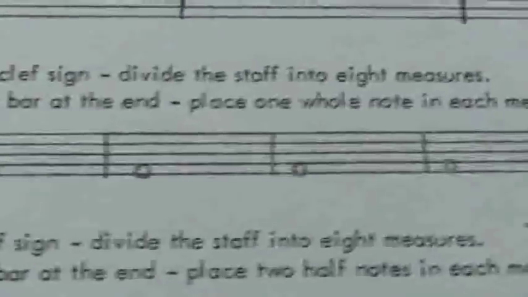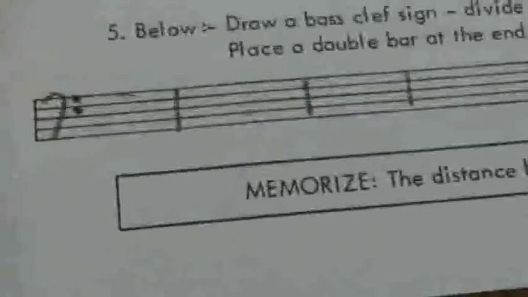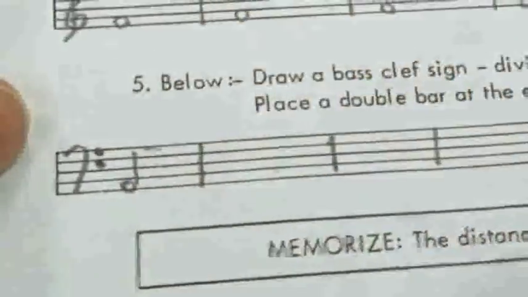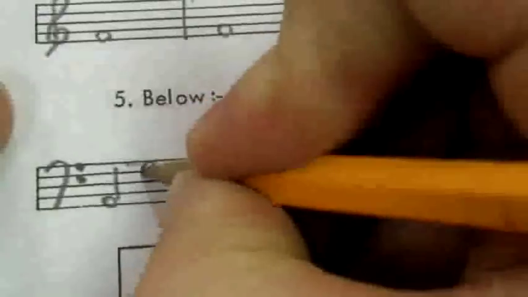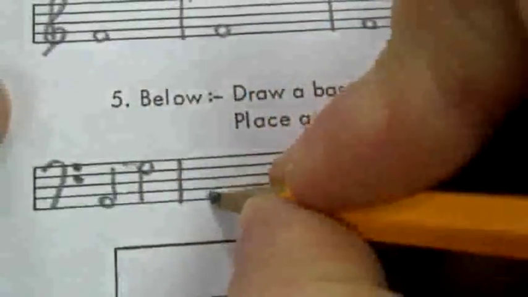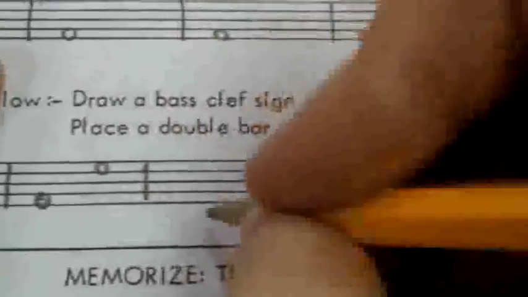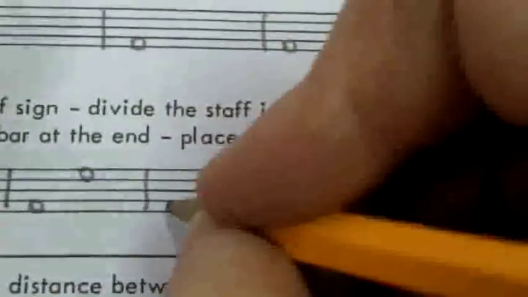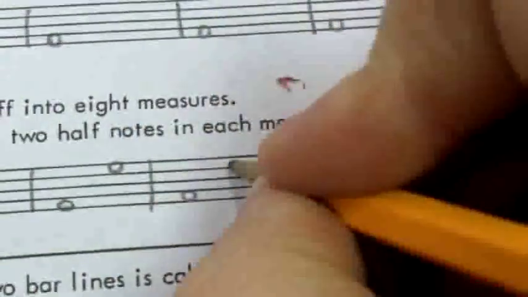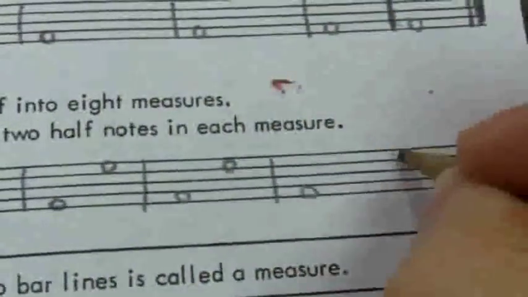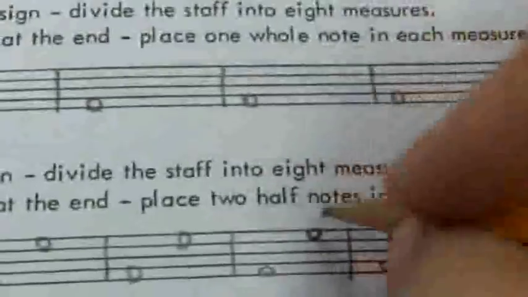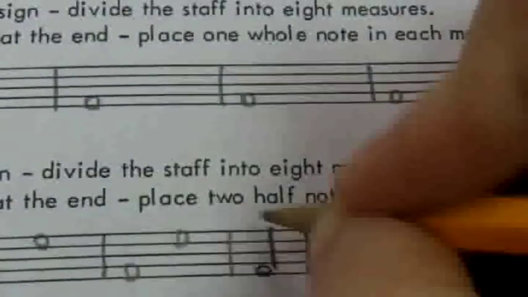And then it says place 2 half notes in each measure. The thing that we have to watch out for here is our stem direction. I'm going to put 1 below the line and 1 above. I'm just going to go ahead and draw 2 whole notes in here, and then I'm going to change them into half notes in a moment. Remember the side of the note that the stems have to be on.